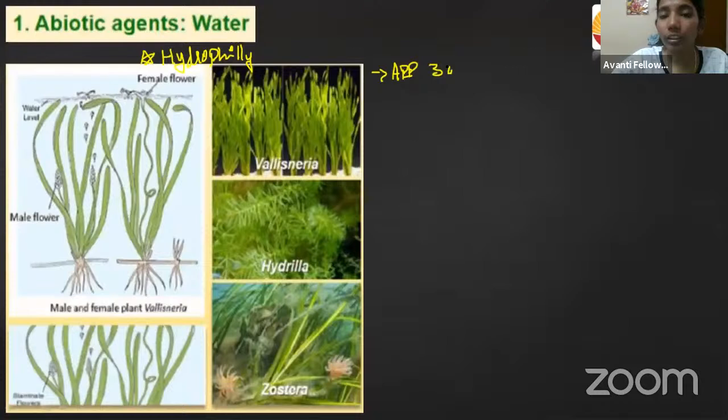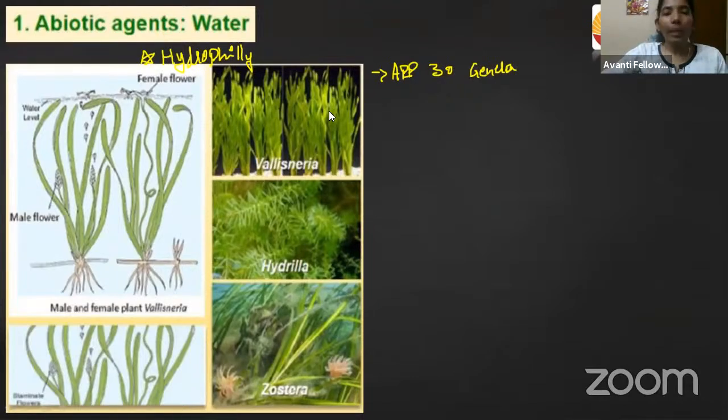Approximately 30 genera, not the species, okay, 30 genera are going to pollinate by the water. And if you observe ocean life in National Geographic or the Discovery channels, you can see most of the plants which are present inside the water are at the surface of the water, right? So those are all going to pollinate with the help of water.